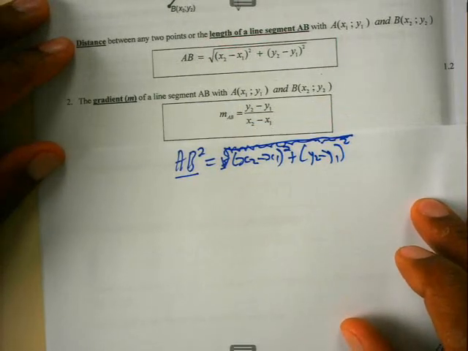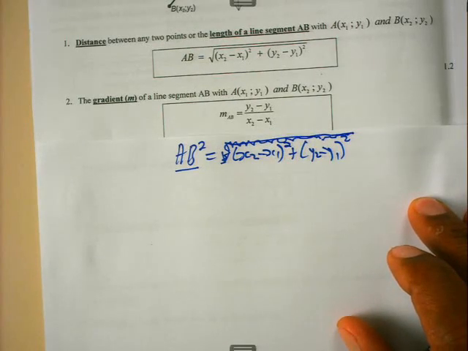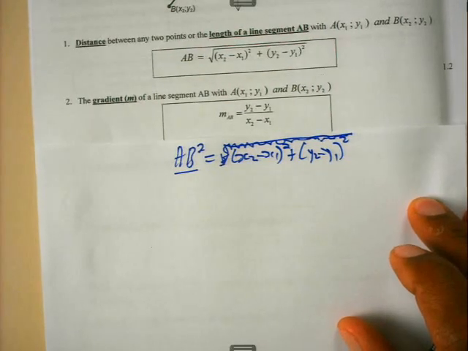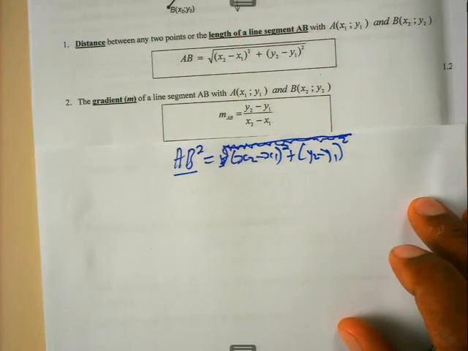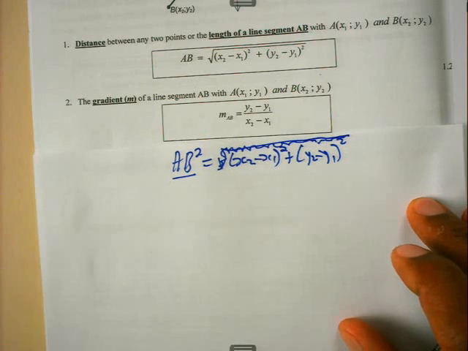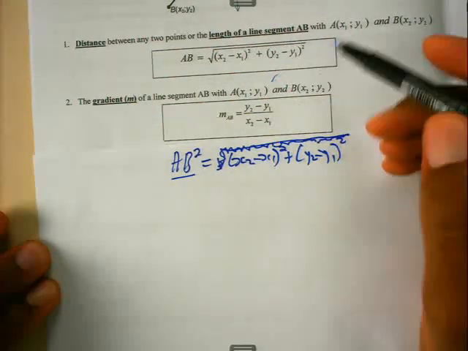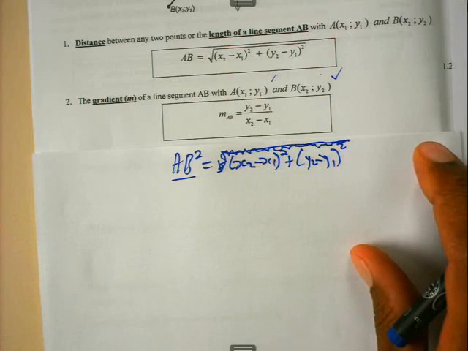The second one, of course, will be the gradient. You still remember the gradient formula? Yes, we still remember it: m of AB equals y2 minus y1 divided by x2 minus x1. It's very important. But most of the time, I would like to add: what do I need to determine the gradient? I must have the 2 points. I need to know the coordinates of A, and also the coordinates of B. But you'll agree with me, in some situations you find that you have only 1 point.